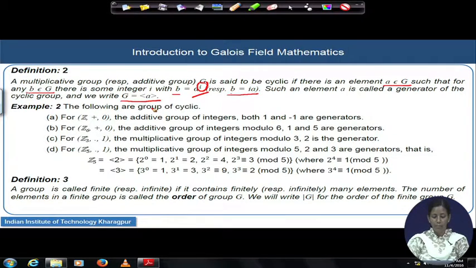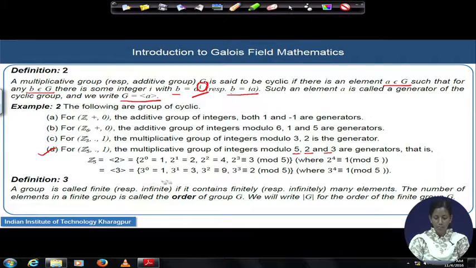We will take an example. Let us come to example number D first, then we will go up. See this Z5 star with respect to the multiplicative operator and identity element 1. It will be a multiplicative group and its generators will be 2 and 3. How? With respect to 2, you see 2 to the power 0. What are the elements that you have inside Z5 star? You have the elements 1, 2, 3, 4. You cannot go beyond 5.